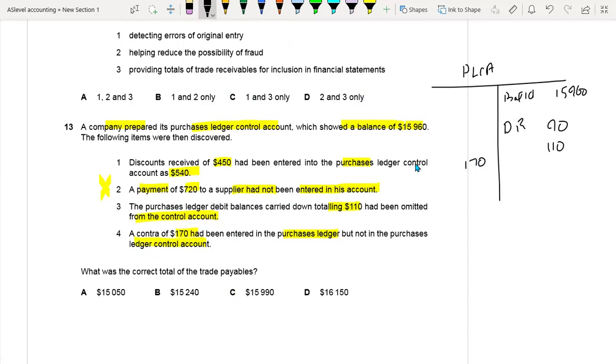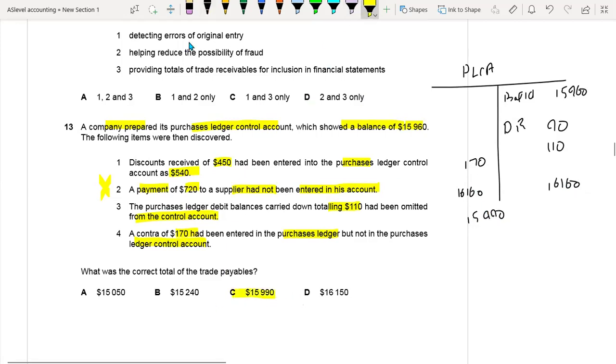Okay, so now find it out. So 15,960 plus 90 plus 1,110. So this is 16,160. 16,160 minus 170. So we have 15,990. So C option is the right option.